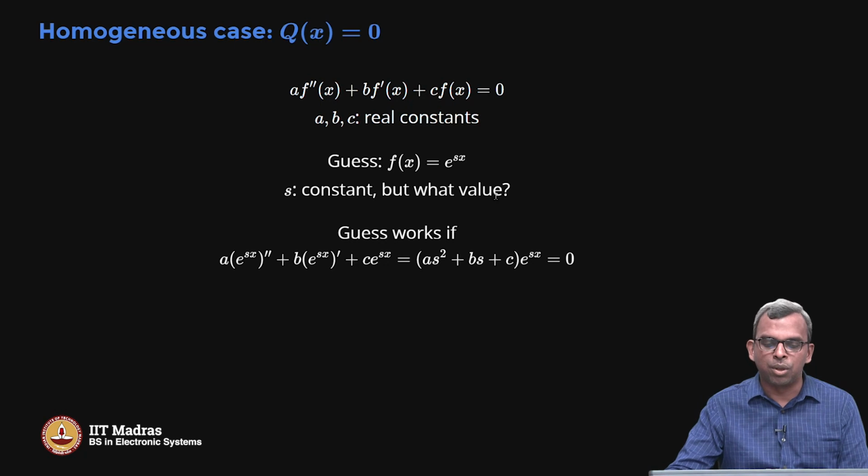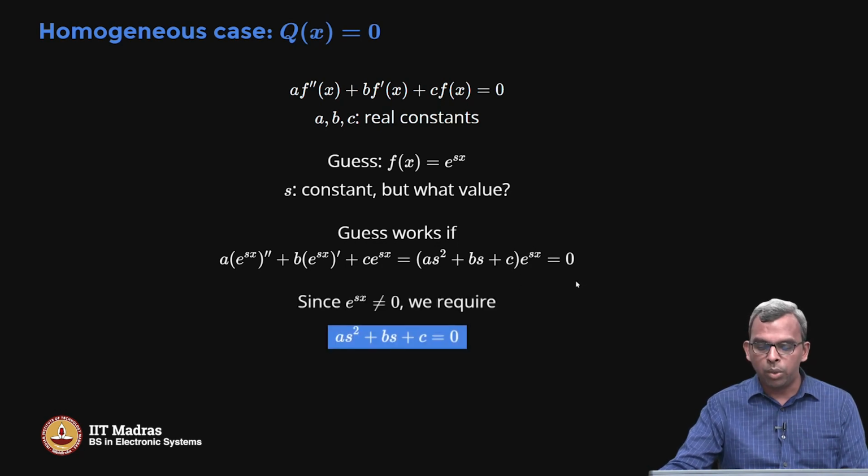You just substitute. Okay, so the guess f of x equals e power sx works if you substitute e power sx here: a times e power sx double prime plus b times e power sx prime plus c times e power sx, which is equal to, if you do some simplification, what is double prime? It's just s square times e power sx. Single prime, just one derivative, is s times e power sx. So you get this simple little equation, a s square plus b s plus c multiplied by e power sx equal to 0.